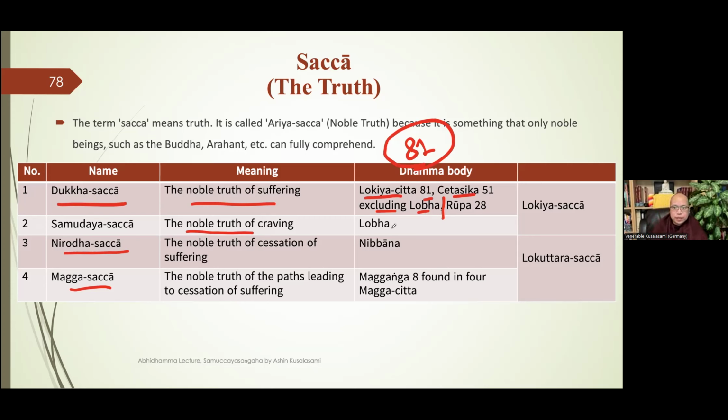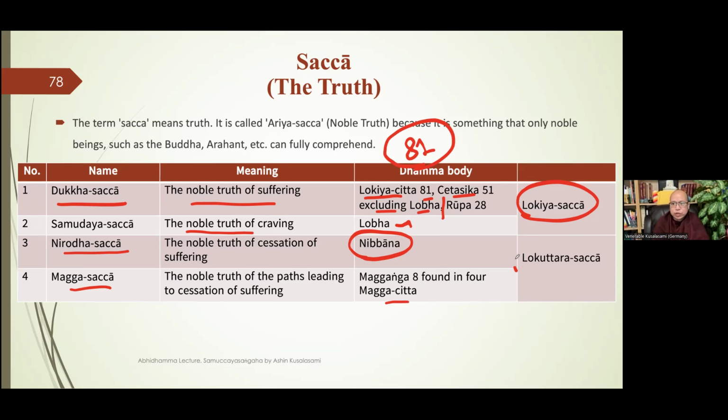Why exclude lobha? Lobha is the second noble truth, the noble truth of craving. These two are called the lokiya sacca, mundane truth. Nirodha sacca as a Dhamma body is nibbana. Magga sacca is the eight magga factors, path factors, found in the 4 magga citta. These two are called the lokuttara, supramundane truth. So these are the 4 noble truths.